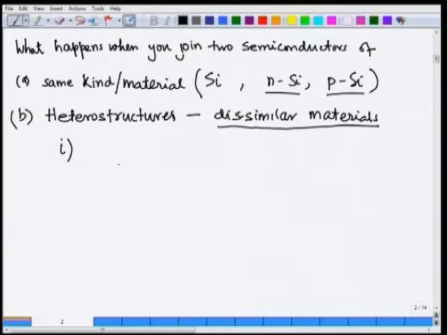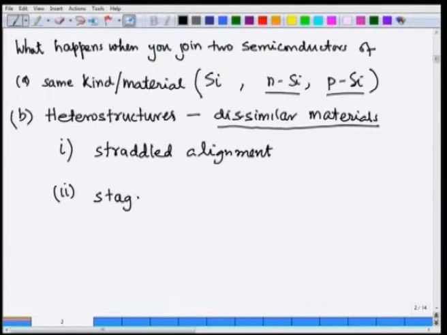One which will be called straddled alignment, the other one would be staggered alignment, and the third one would be broken alignment.